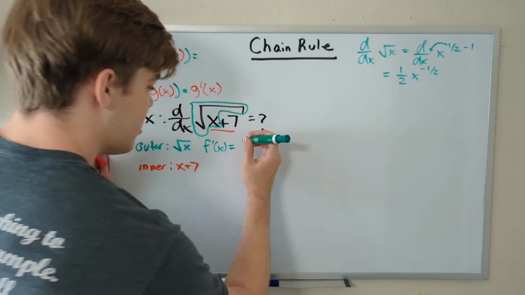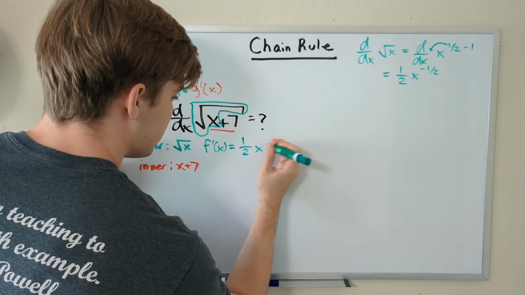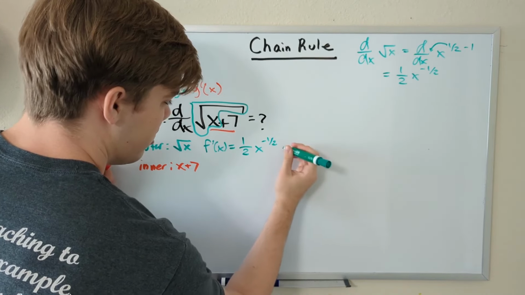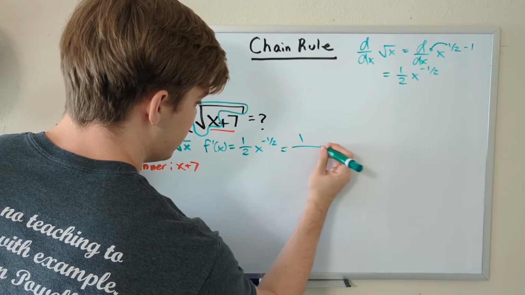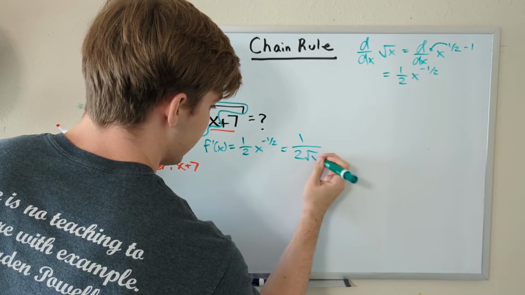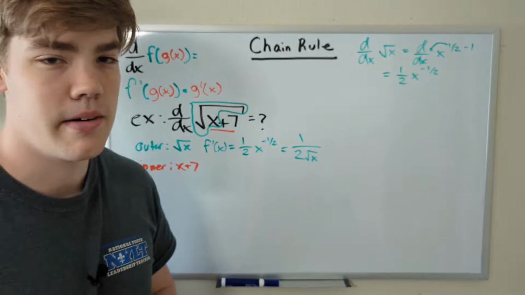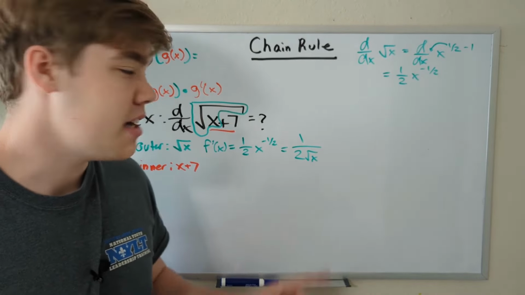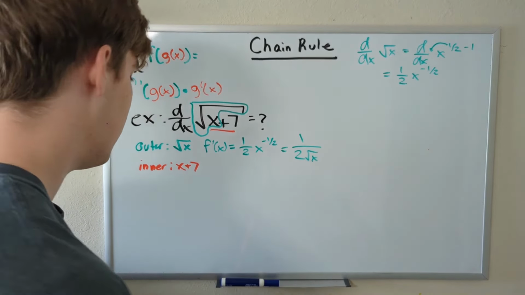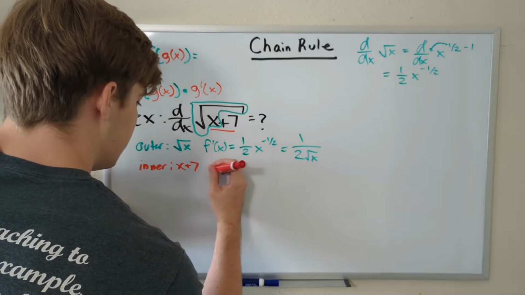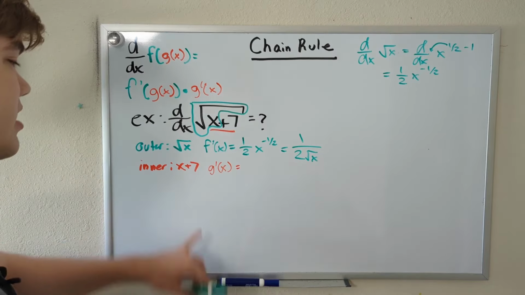So f prime of x is 1/2 x to the negative 1/2 power, which is also equal to 1 divided by 2 times the square root of x. This may look a little better to some of you, and yeah, it's a little bit less of a mess, so I'm going to use this. Now the derivative of x plus 7, also known as g prime of x, is equal to 1.